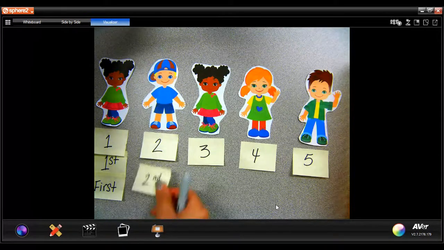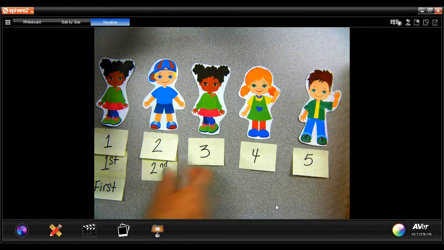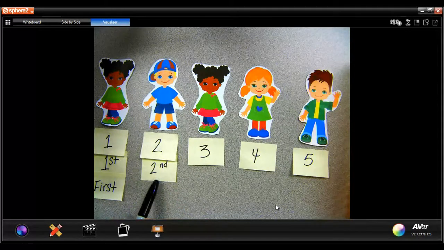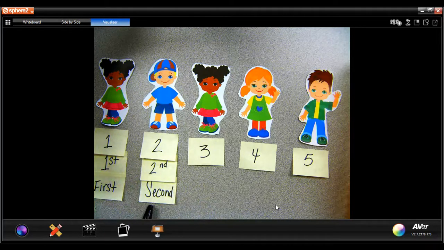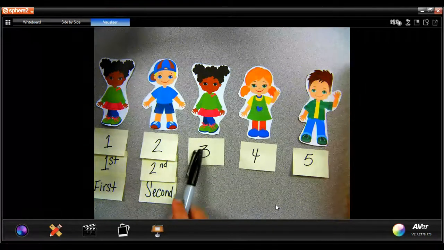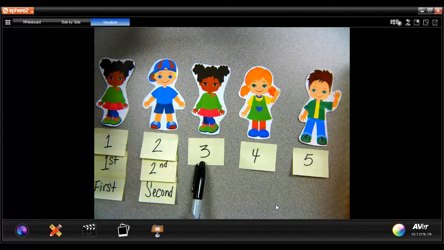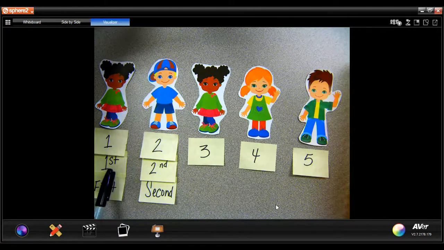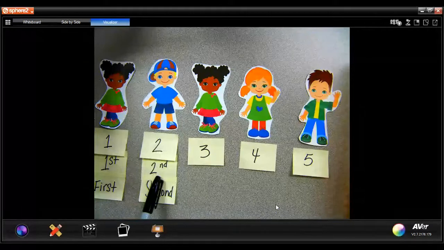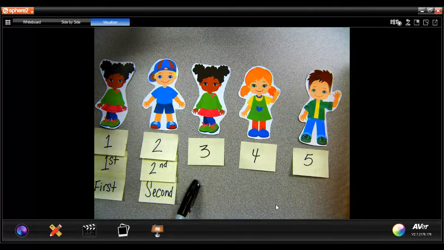So he is the second one. Can you say second? Second. He is the second one in line. And this is how we write second. Okay? Second. Now she is in what spot? What number is that? 3, right? She's in the 3 spot. But in ordinal numbers, we're gonna say she is what? Let's count in ordinal numbers. Let's say them. So she is first. She's second. So she is gonna be third.